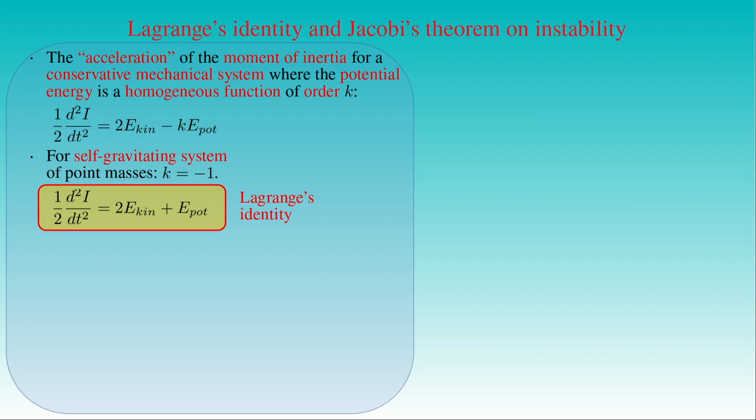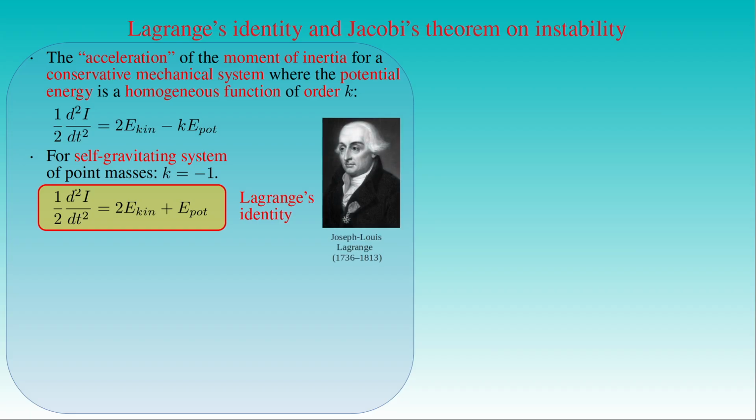This identity was introduced in the study on the three-body problem in 1772 by Joseph Louis Lagrange, an Italian-French mathematician and physicist, although he did not use the modern terminology of moment of inertia or energy.